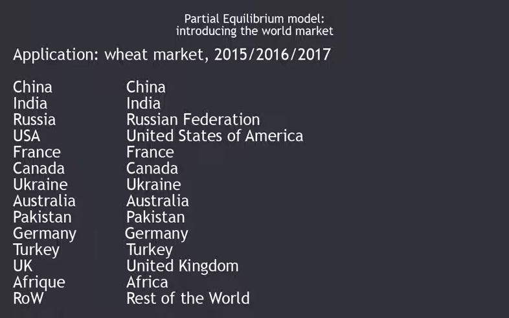Of course, you have to justify your selection of countries. So here Africa is a single region, because African countries are not very efficient in the production of wheat, and so they are relatively small producers, and the rest of the world is summarized in a single region.